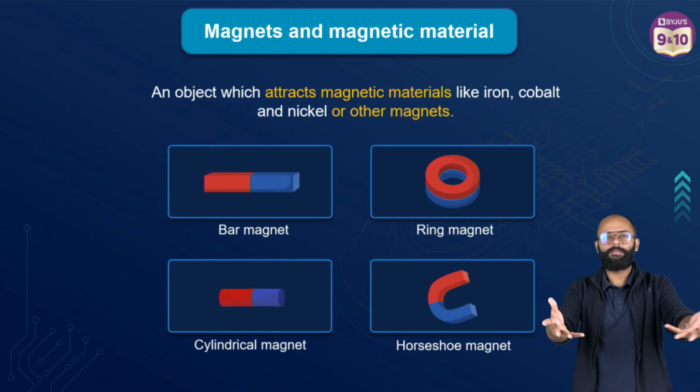What is a magnet? An object which attracts other magnetic materials like iron, cobalt, nickel, or other magnets. It is a magnet. Simply, right? It's a non-contact force.